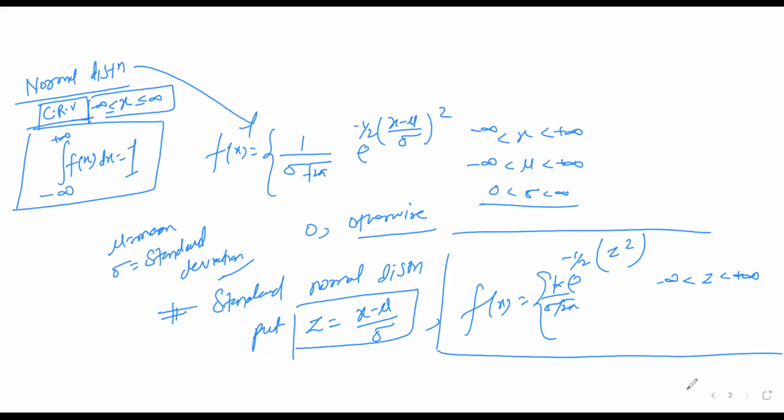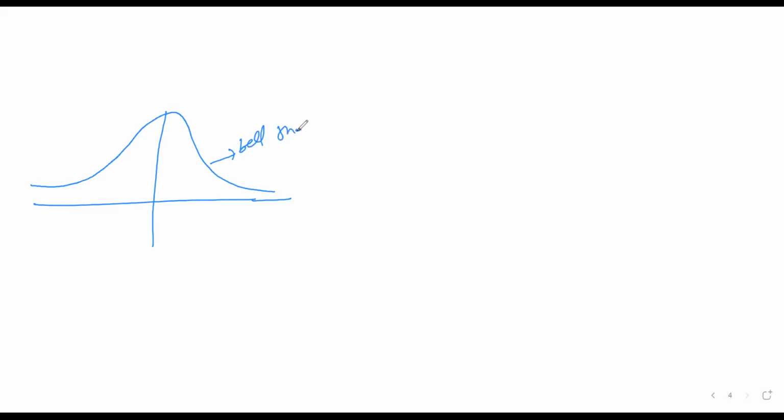And if you want to draw the graph, if you substitute x equal to mu, then the z value will be 0. And if z is 0, then f of x will be 1 by sigma root 2 pi. This is called your ordinate value. If you want to draw the curve for the normal distribution, it will look like this. It's a bell-shaped graph or curve.